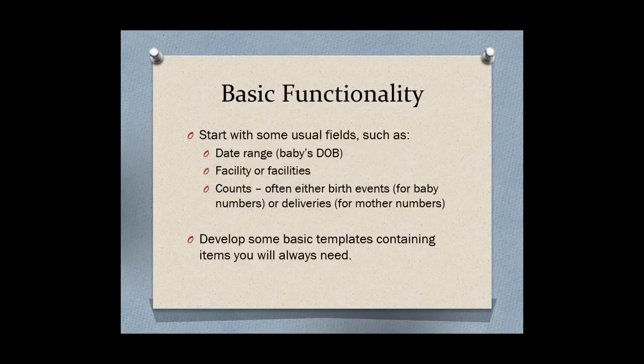Let's see. So, basic functionalities. Basically, you can identify your date range that you're looking for. You can choose between one or many hospitals, depending on your hospital system or health system. And then you can also determine what types of counts I'm actually looking for. Am I looking at the birth event level or the actual deliveries themselves? So it really depends on the information you're looking for. It also allows you to save these particular templates, again at the summary level, to be used on a monthly basis if it is a report that is needed for that purpose.